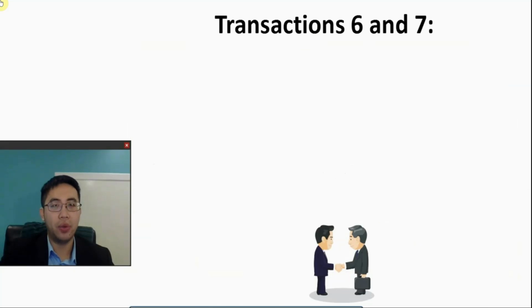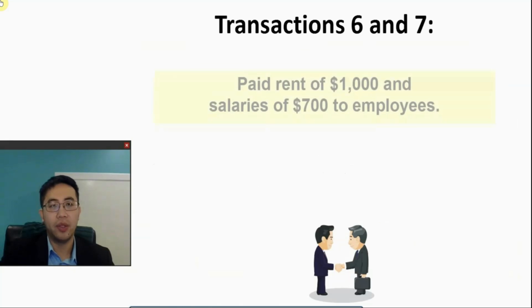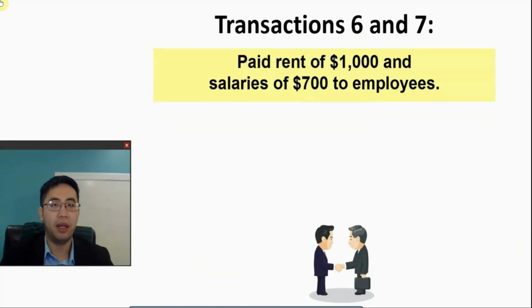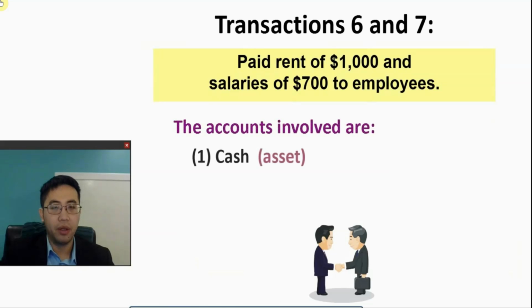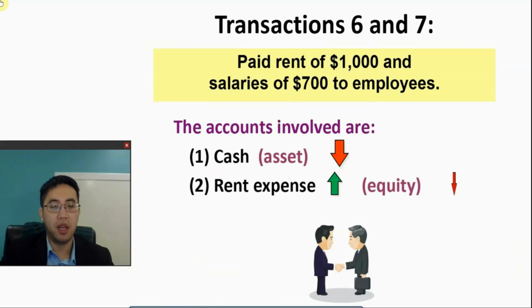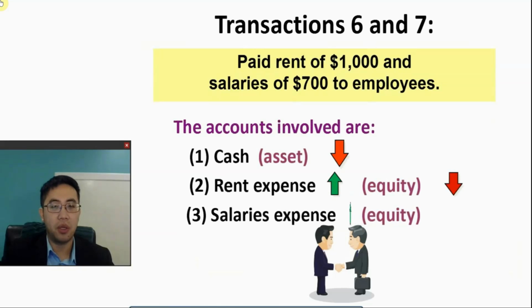All right, now we have two transactions going on together. First, the company paid rent of $1,000, and also the company paid a salary of $700 to employees. These are rent expenses and salary expenses for the company, and this would reduce the owner's equity. The company's cash went down, the rent expense increases, and the equity would drop. The salary expense increases, and equity would drop. If you spend more money, then definitely your holding of the equity would shrink.